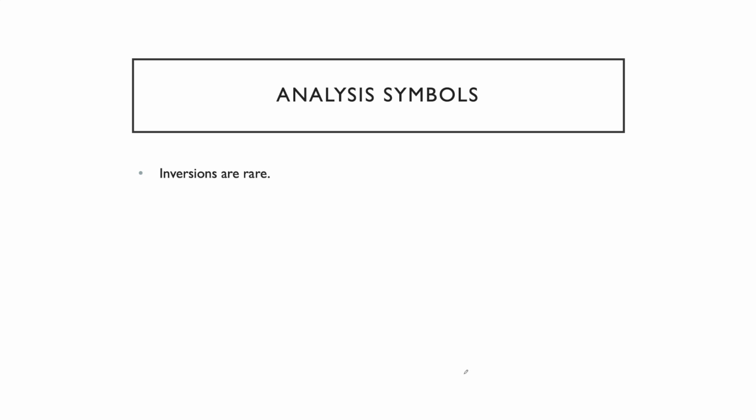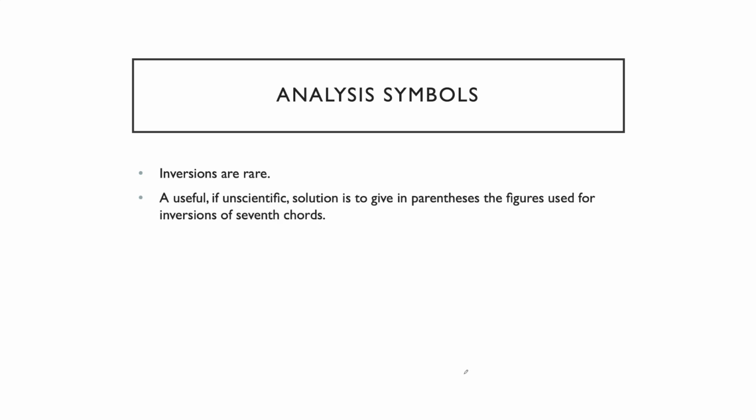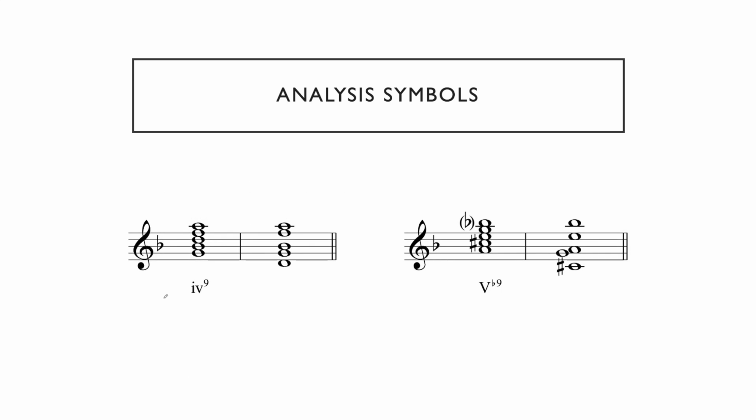The inversions of ninth chords in the literature are rare. A useful, if unscientific, solution is to give in parentheses the figures used for inversions of 7th chords. So this is 4/9 in D minor, and this is its inverted version. Uninverted and inverted.